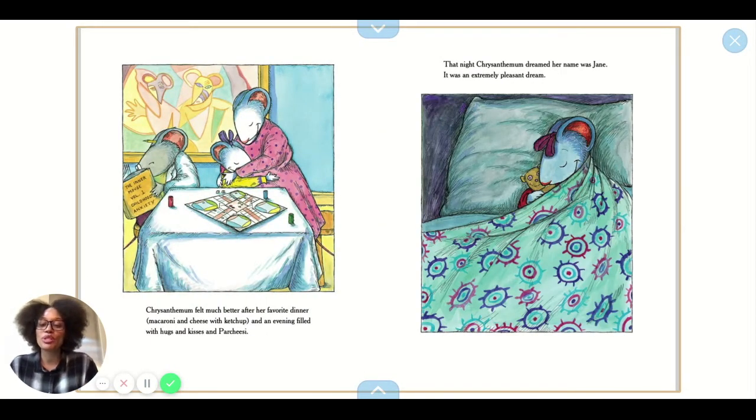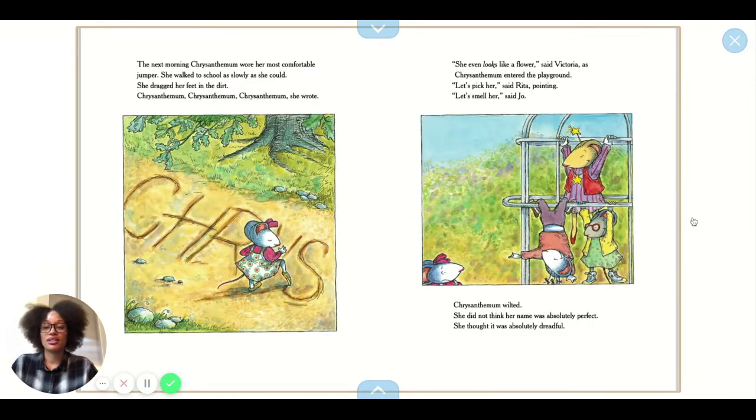Chrysanthemum felt so much better after her favorite dinner, macaroni and cheese with ketchup. An evening filled with hugs and kisses and parcheesi. That night, Chrysanthemum dreamed her name was Jane. It was an extremely pleasant dream. The next morning, Chrysanthemum wore her more comfortable jumper. She walked to school as slowly as she could. She dragged her feet in the dirt. Chrysanthemum, Chrysanthemum, Chrysanthemum, she wrote.